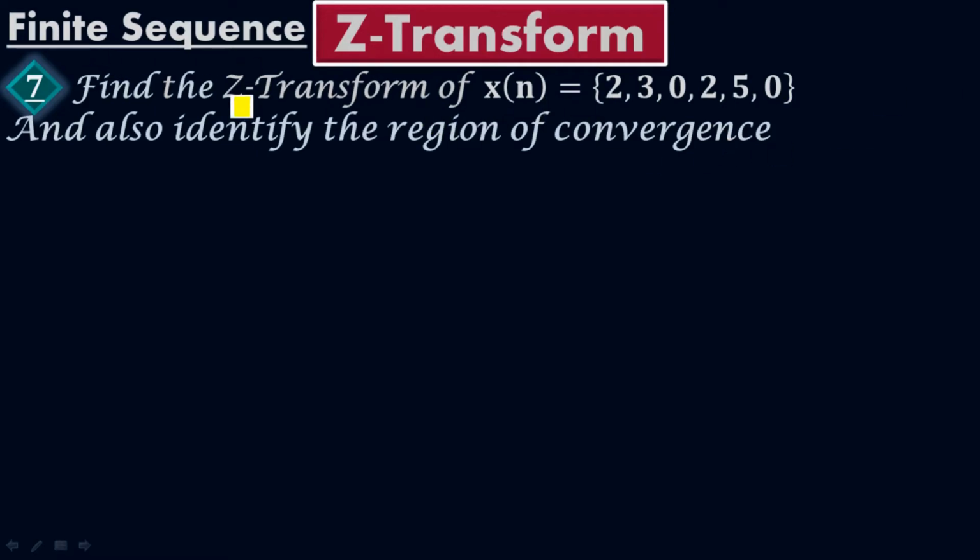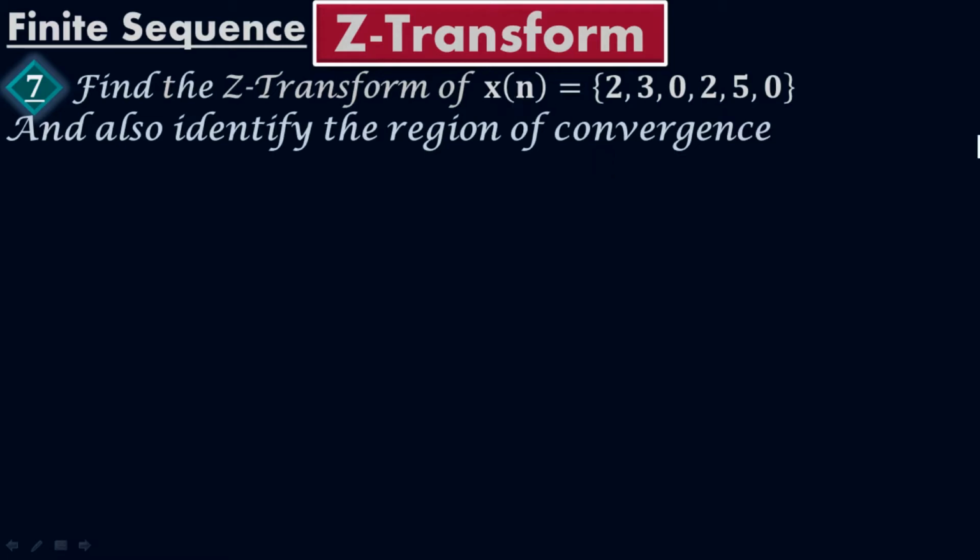We're going to first find the z-transform of x of n, and then we're going to identify the region of convergence, that is, where the z-transform converges. What is that specific region where the z-transform converges? We're going to show it later, but first find the z-transform of x of n.